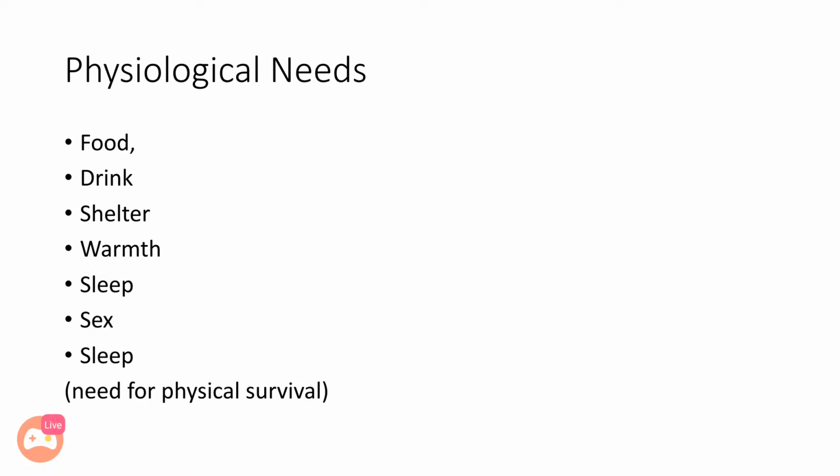So the first kind of need that he has described is physiological needs. You can understand it from the word physiological. This is something that will be related to physiology. For example, food, drink, shelter, warmth, sleep, sex. And these needs are basically the need for physical survival. There are physiologists, right?